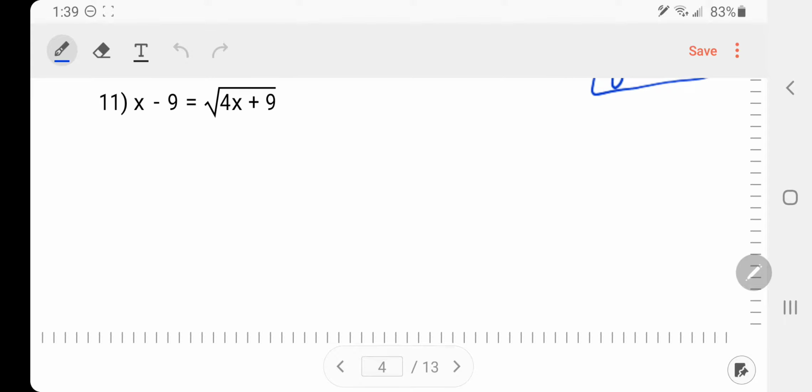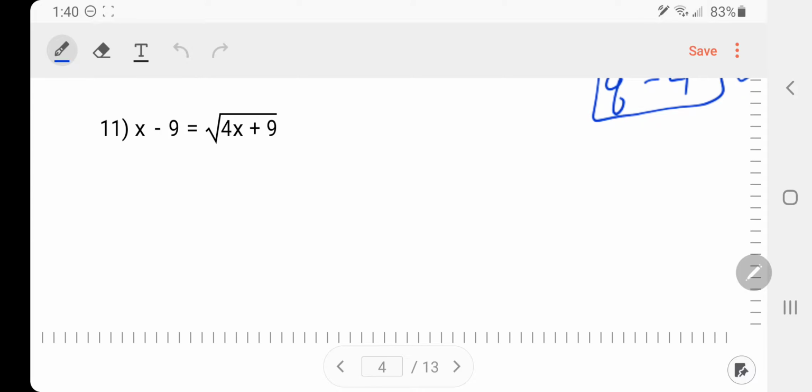Hey, welcome back to the review for the College Algebra Final Exam. We're on problem number 11. Let's get started. We've got a radical equation that we need to solve for x. And the first thing that we need to make sure of is that the radical is isolated, which it is. There's only square root stuff on the right.